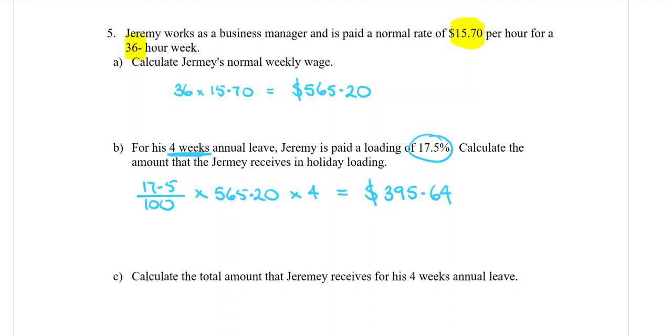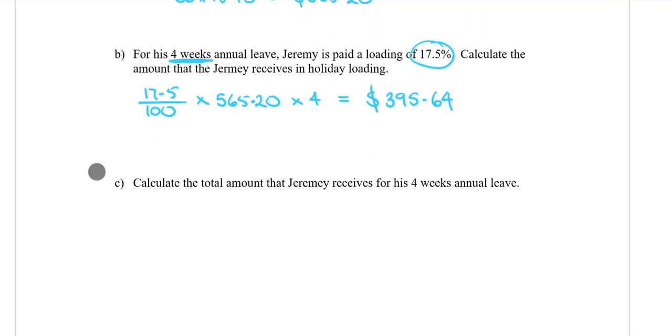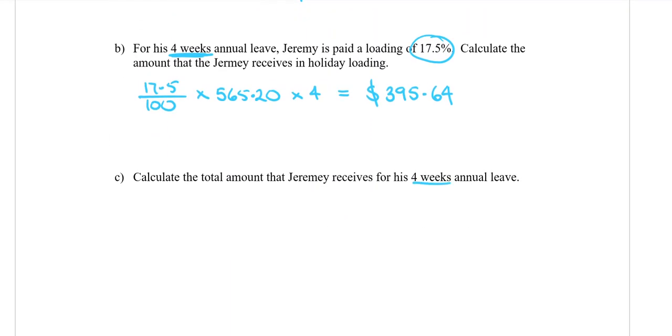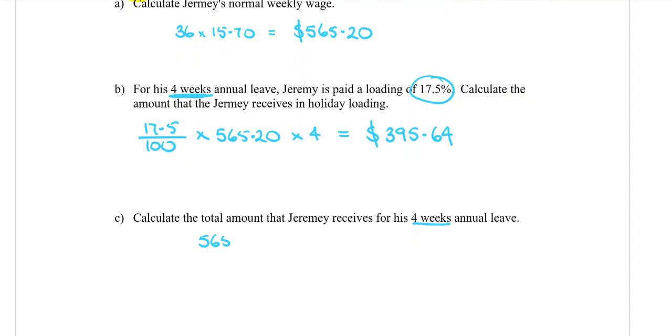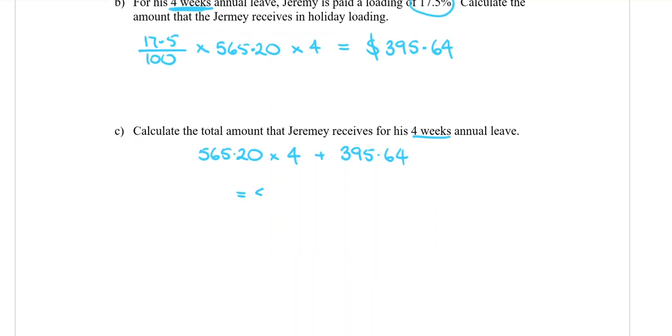That is a total of $395.64. Part C, calculate the total amount that Jeremy receives for his 4 weeks of annual leave. So he gets the $565.20 for 1 week. I would need to times that by 4 so that it's for 4 weeks. Plus, he's going to get his loading, which we worked out was $395.64. So altogether, he gets $2,656.44. And that's it for our lesson today.